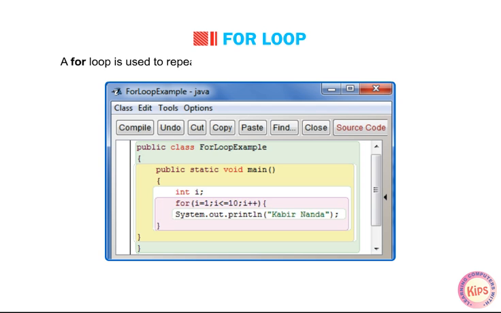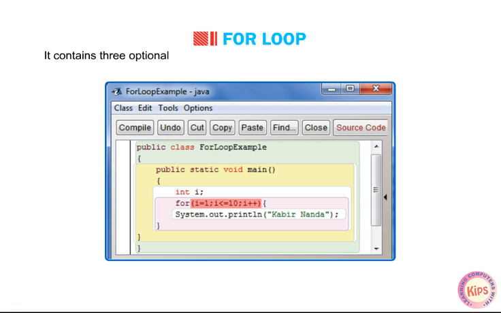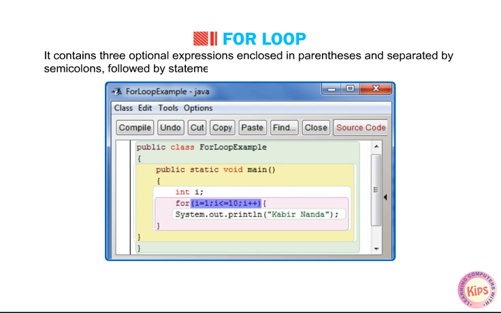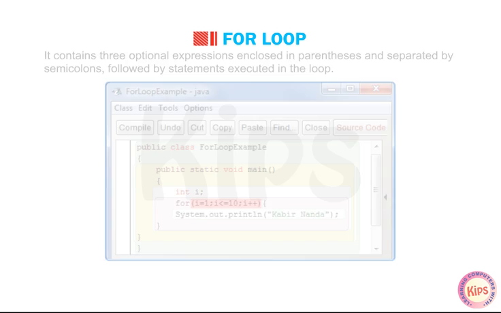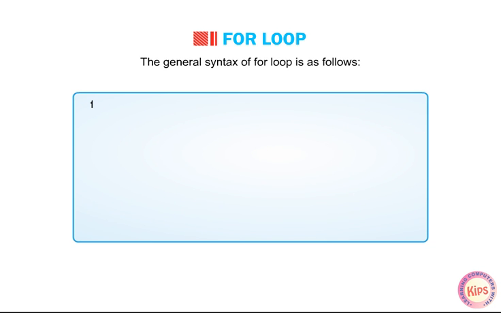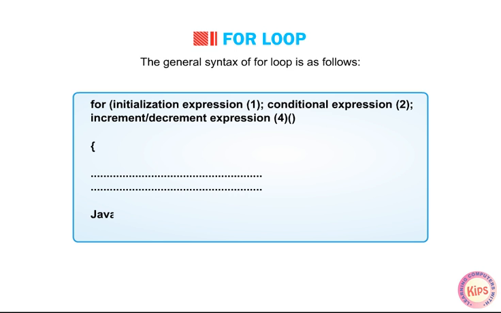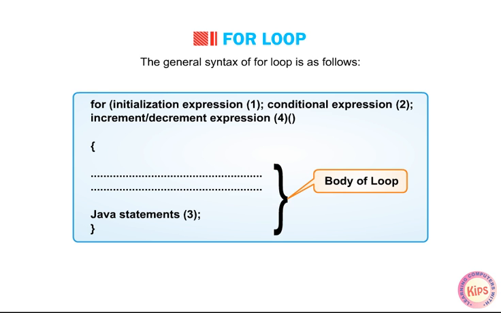A for loop is used to repeat a block of statements enclosed in curly braces. It contains three optional expressions enclosed in parentheses and separated by semicolons, followed by statements executed in the loop. The general syntax of the for loop is as follows: for (initialization expression 1; conditional expression 2; increment or decrement expression 4) { Java statement 3; } which is the body of the loop.